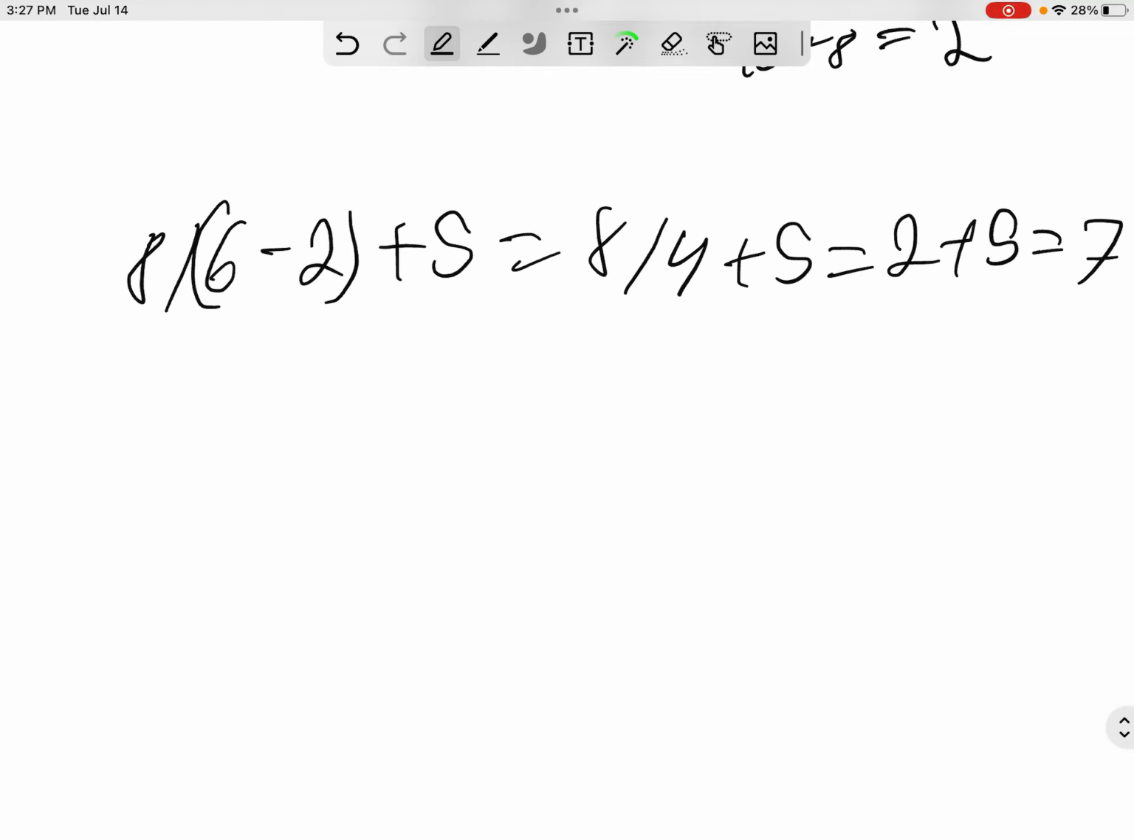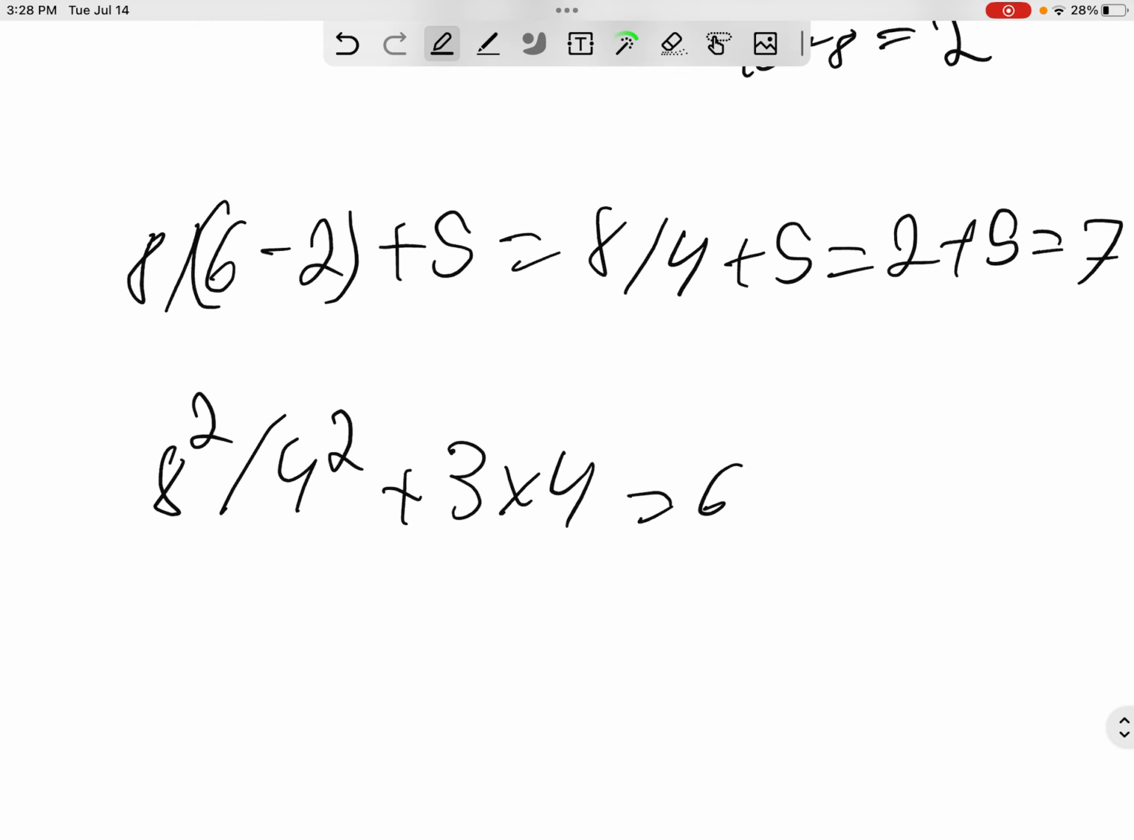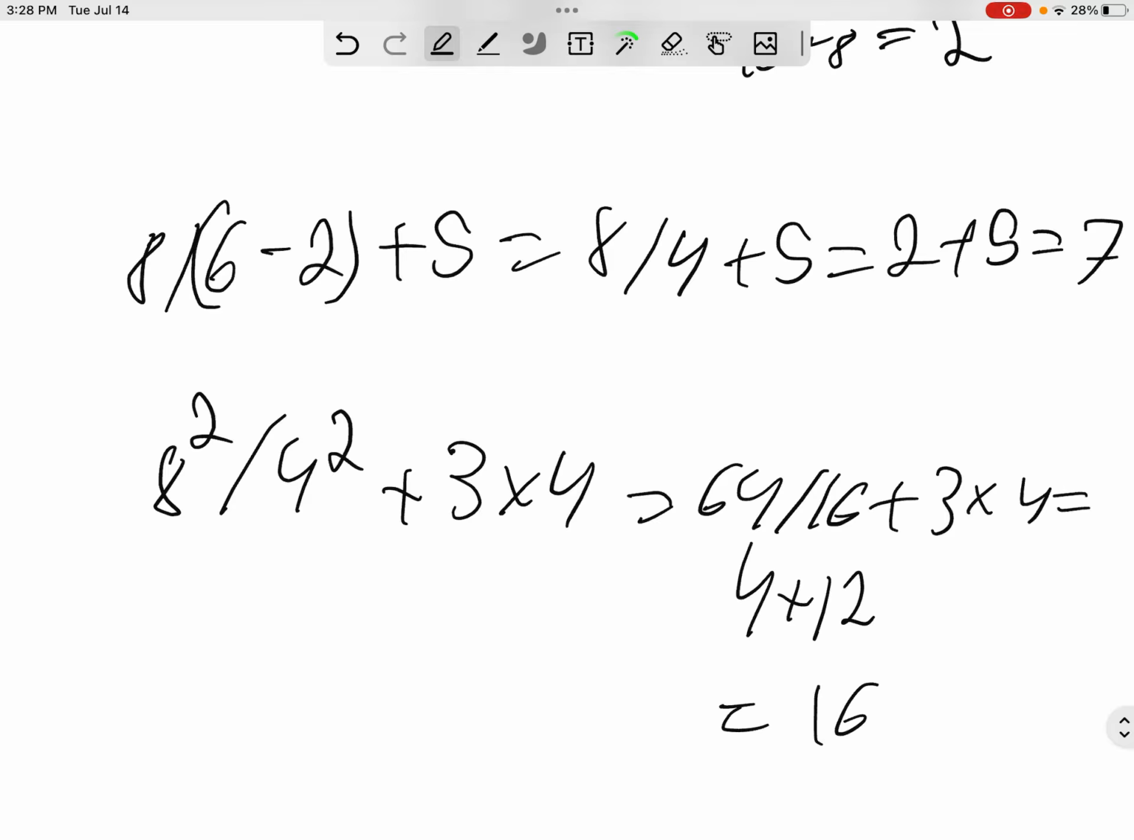Okay, next one will be 8 squared divided by 4 squared plus 3 times 4, which then equals 64 divided by 16 plus 3 times 4, which is equal to 4 plus 12, which is equal to 16. So we first did the exponent, division, multiplication, then addition.